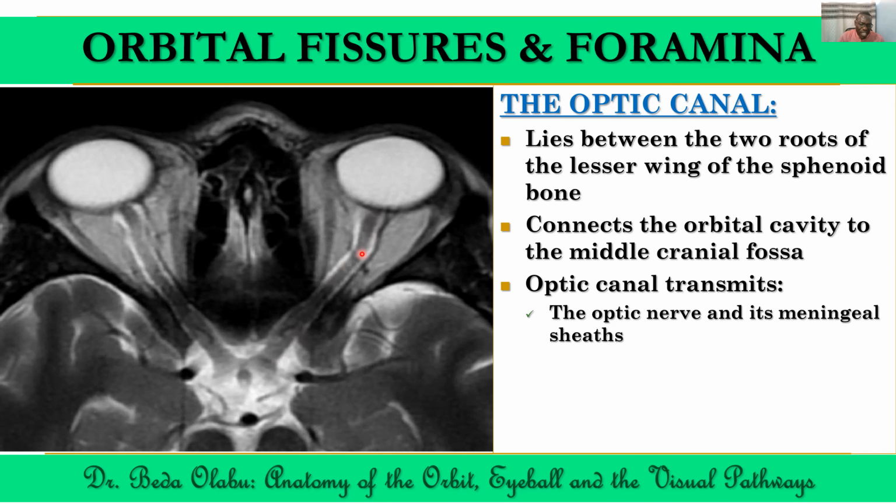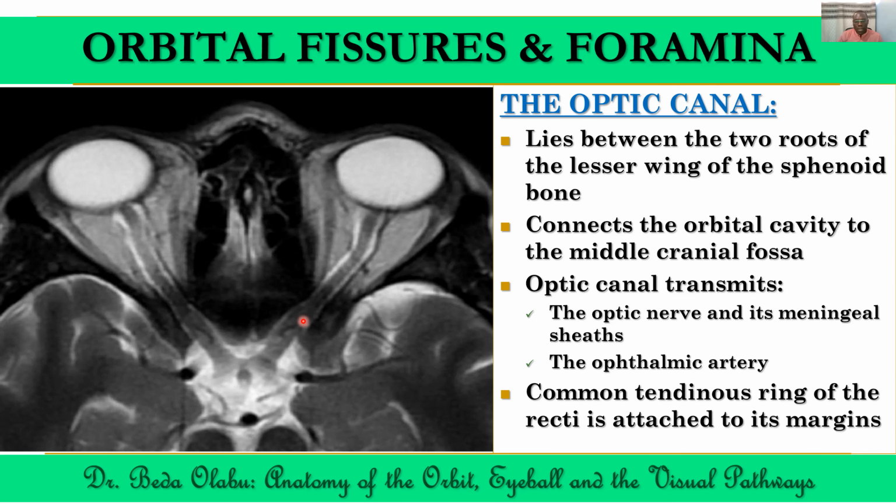Of course, this is already inside the orbit, but now perhaps this is where it's crossing the optic canal. Apart from that, we have the ophthalmic artery, which is a branch of the internal carotid artery to the orbit. Around the optic canal, there's a common tendinous ring that marks the attachment of the four recti muscles. We're going to talk about them: the superior rectus, the inferior rectus, medial rectus, and lateral rectus. They originate around the opening of the optic canal. In fact, they enclose the optic canal.